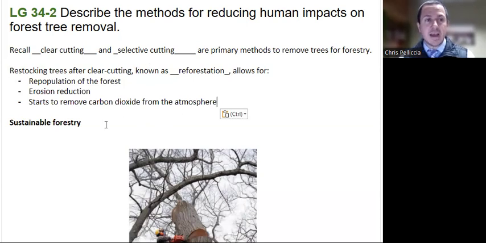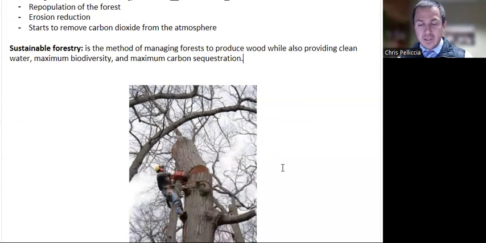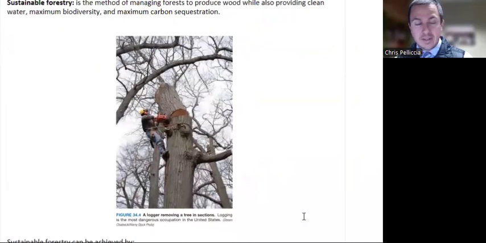So this is getting at the idea now of sustainable forestry. And sustainable forestry can be defined here as the method of managing forests to produce wood while also providing clean water, maximizing biodiversity, and maximizing what's called carbon sequestration, or taking atmospheric carbon and returning it to biomass. And we see down below a graphic of a logger removing a tree in sections. This would be the example of perhaps clear cutting or selective cutting or logging of some sort.